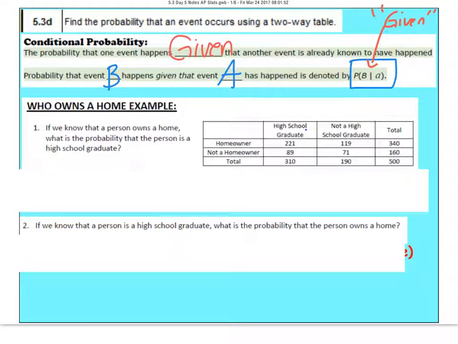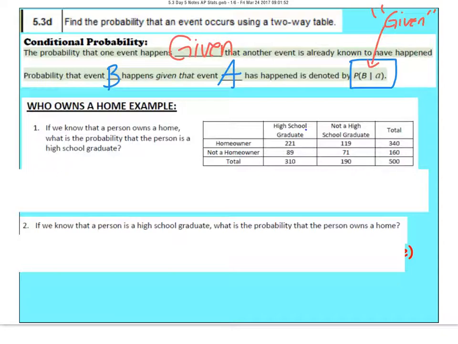has happened. The easiest way to explain conditional probability is that it's really just using a two-way table, and instead of finding the probability of all the data, you just look at a subgroup. Maybe you just look at a column of data or a row of data. That's all it really is.